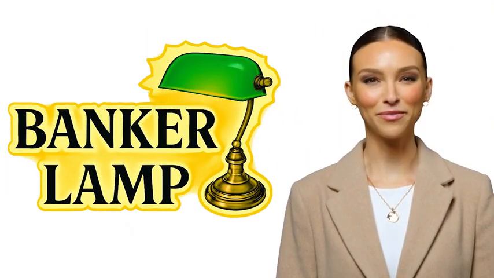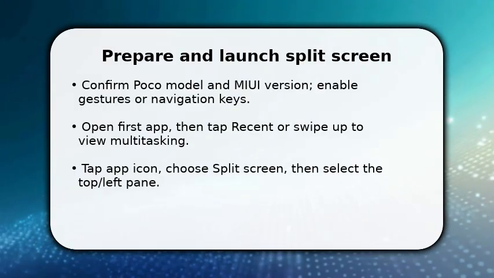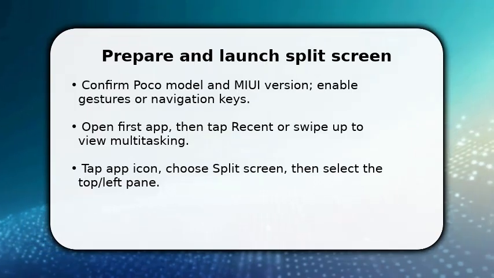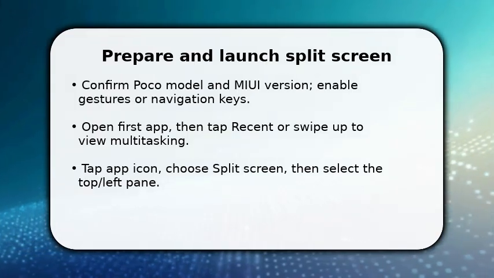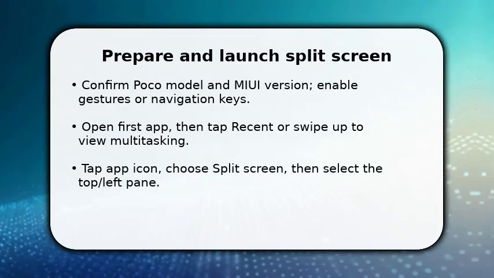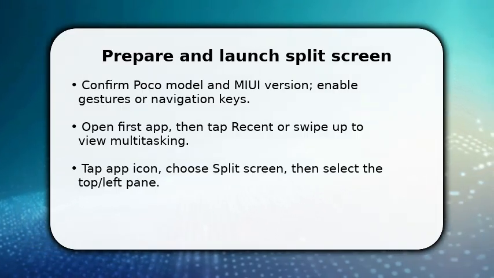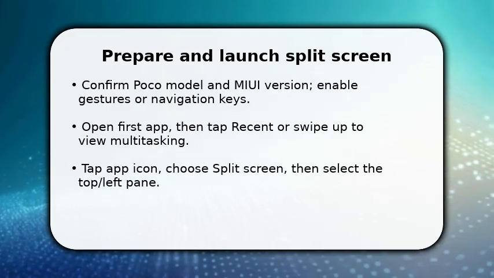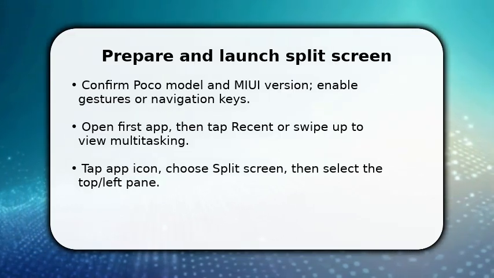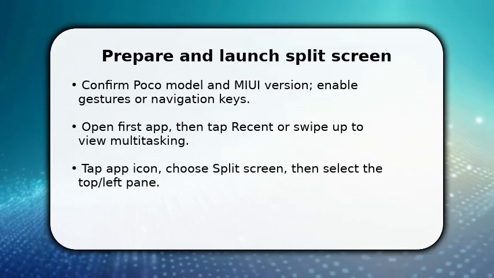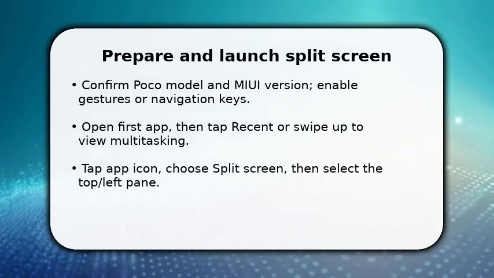Please enjoy the video. You start by checking that your Poco runs the MIUI version that supports split screen. This matters because gestures and menus differ. Once confirmed, open the first app you want visible and enter recent apps or multitasking. Make sure you use the gesture or button navigation you normally use. This changes how you invoke split screen.